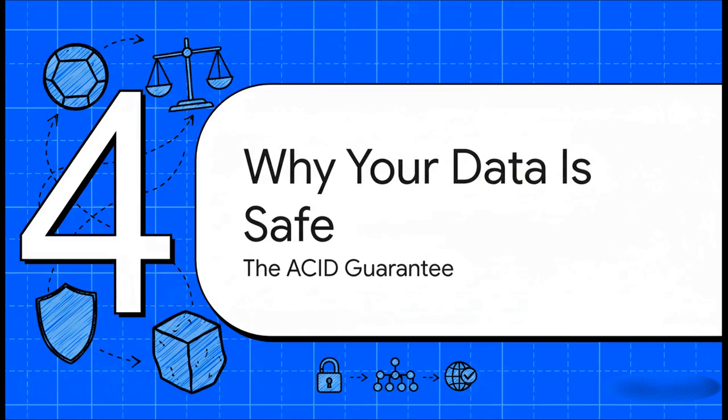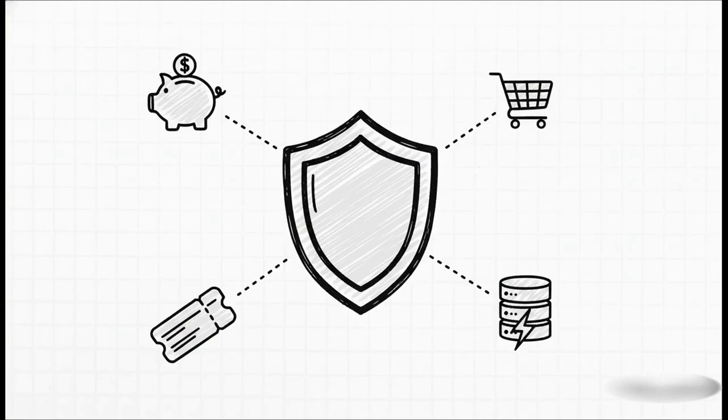Okay, so let's zoom out again. When you put all 4 of these rules together, atomicity, consistency, isolation, and durability, ACID, what you get is this incredibly strong system that really is the foundation of trust for our entire digital world. I mean, these 4 principles, they are the invisible engine that makes everything reliable.